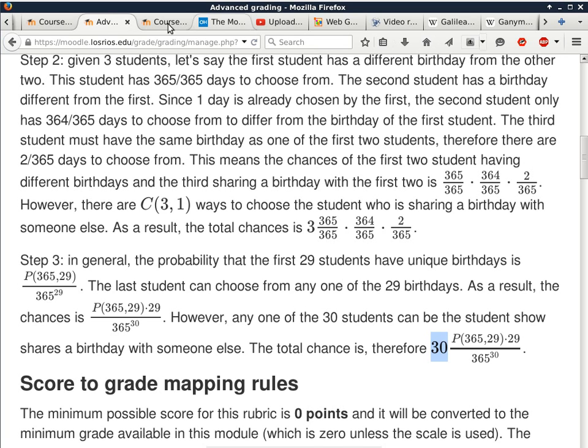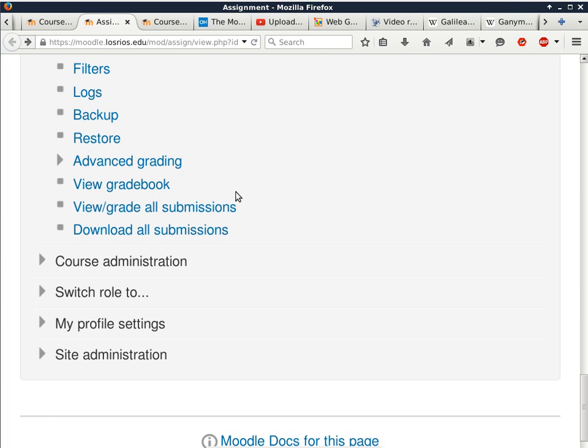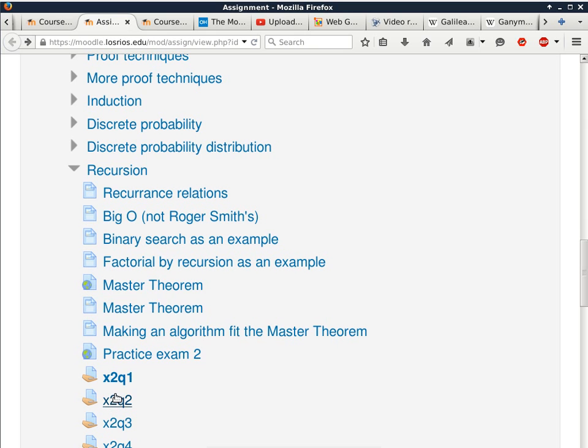Okay, so that's question number 1. Are there other questions about this one? And as I said, I have to update the key so that it is correct. Question number 2.